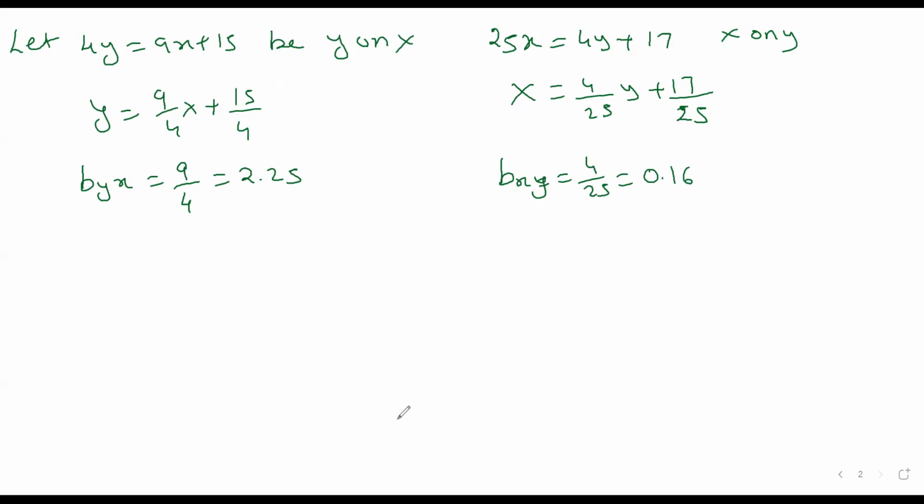Now see, previously, whenever we used to make the equations, what was our y on x equation? y minus bar y = byx (x minus bar x), right? Byx is multiplied with this x. It used to remain same. If you look at the earlier sums, you will notice that byx is always the coefficient of x and bxy is always the coefficient of y. That is why I got byx from here and bxy from here.